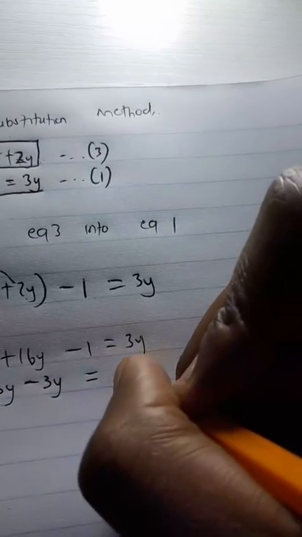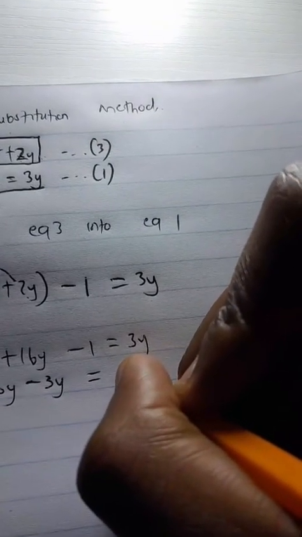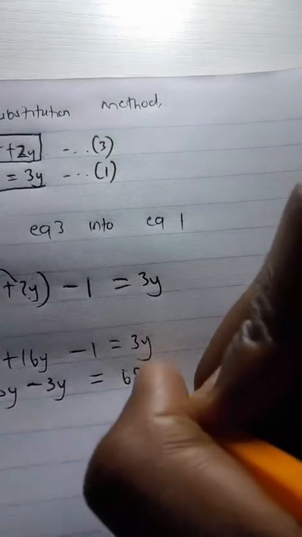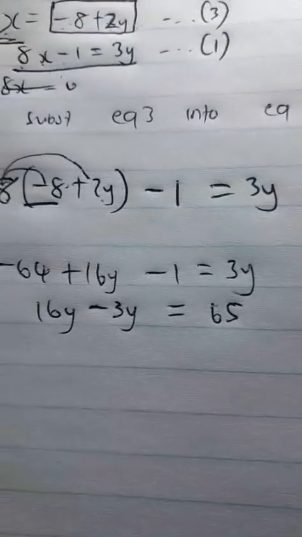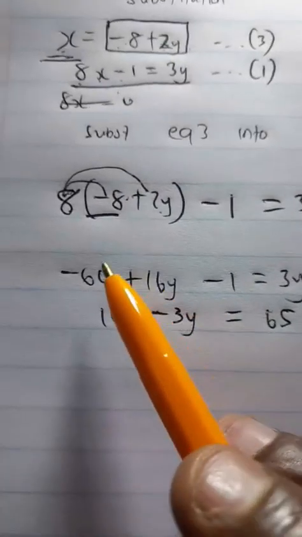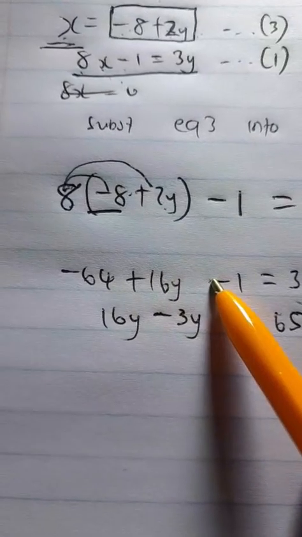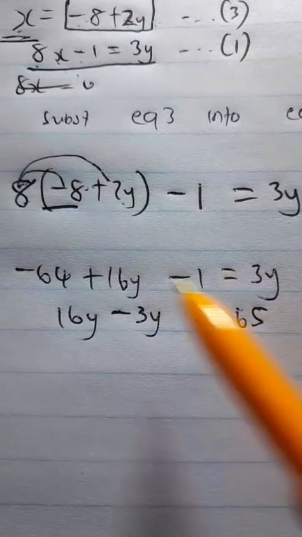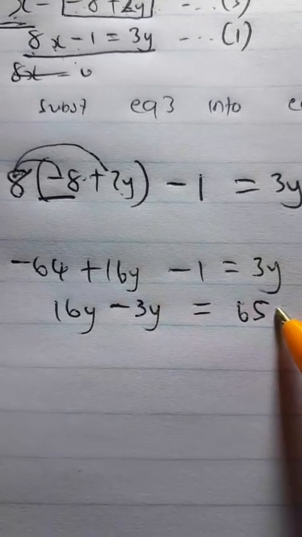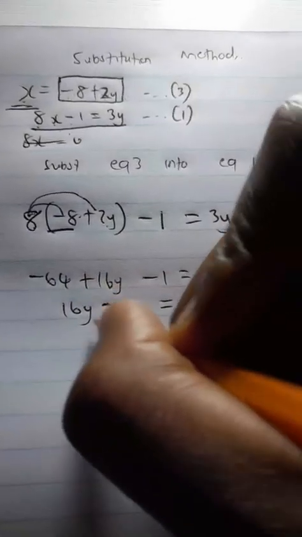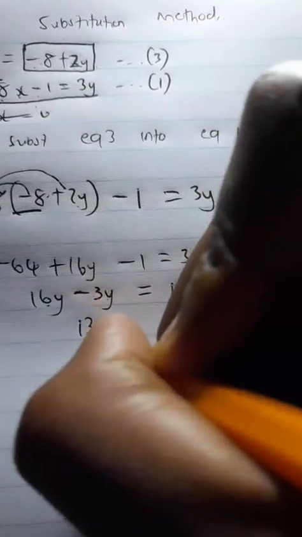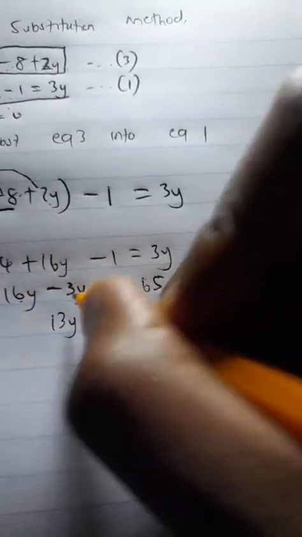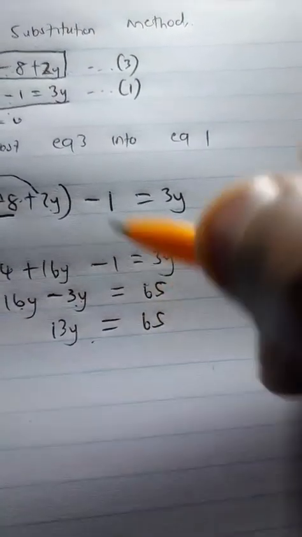You isolate the constant numbers on the right side. Negative 64 minus 1 is negative 65. Then you transpose the negative 65 over to the other side. It becomes positive 65. Then 16y minus 3y is 13y, equal to 65.